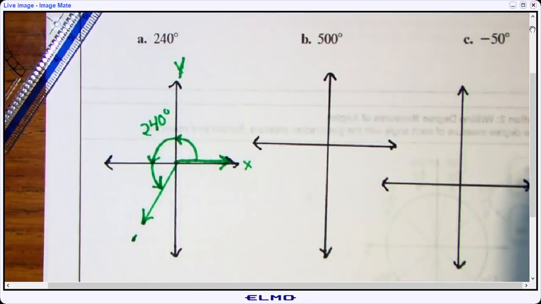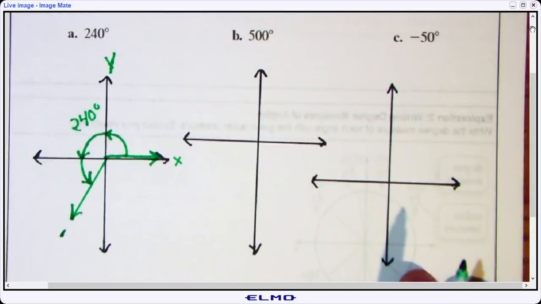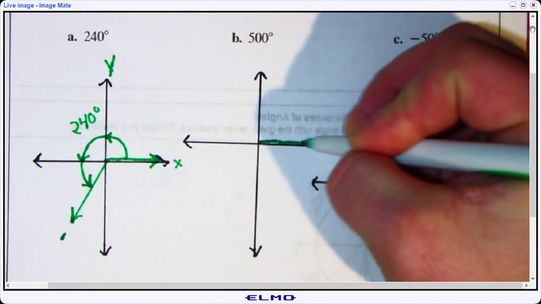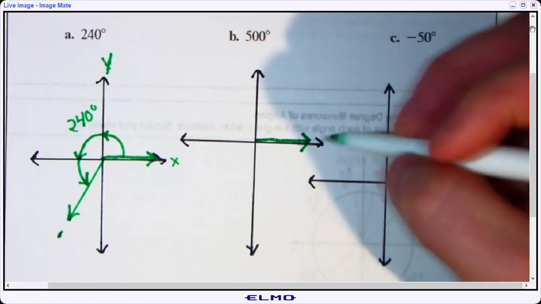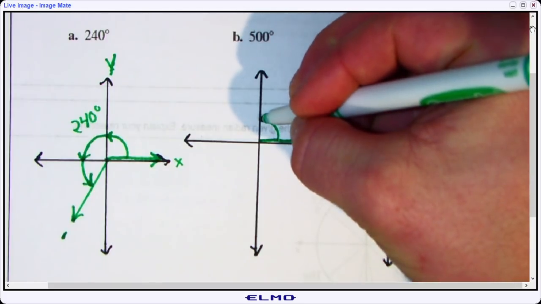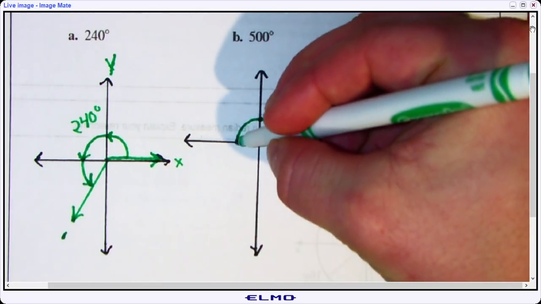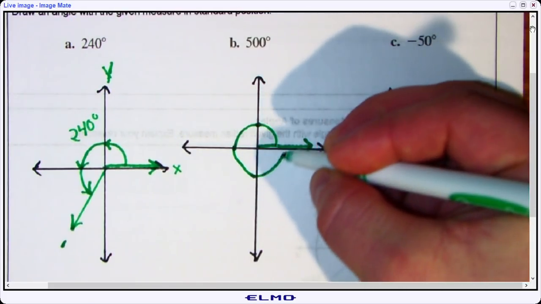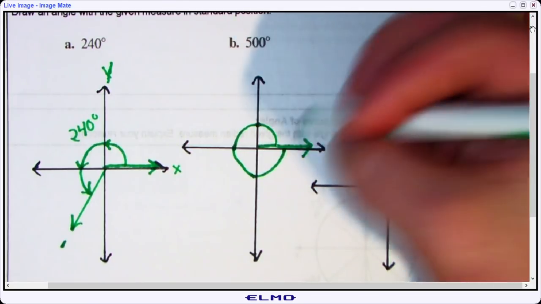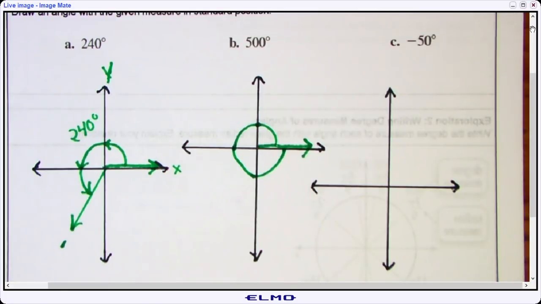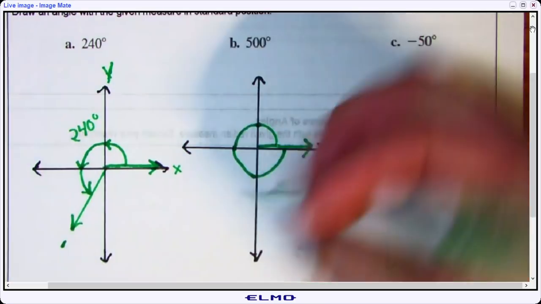Alright, so 500 degrees, kind of the same idea, right? We know we're going to start here because it's in standard form. Well, then what? So we're going to rotate again. Well, we know this was getting to here. That was 90 degrees, 180, 270. All the way around is 360. We still haven't hit 500 degrees. Alright, so 360 plus another 90. Oh, that's going to get us to 450.